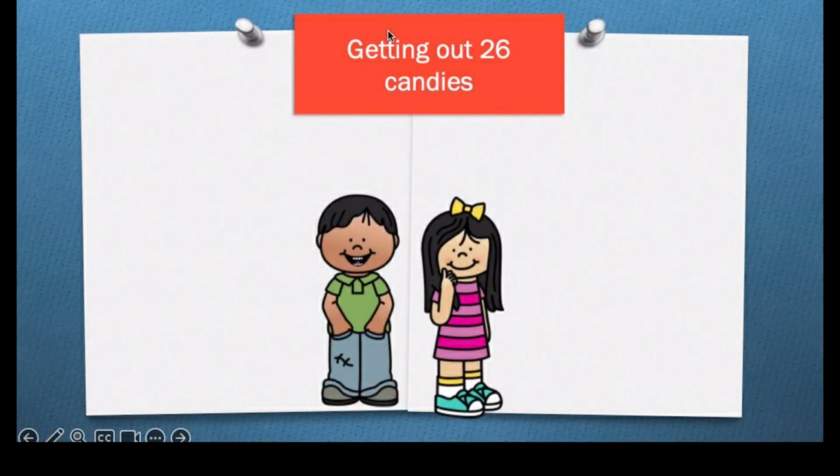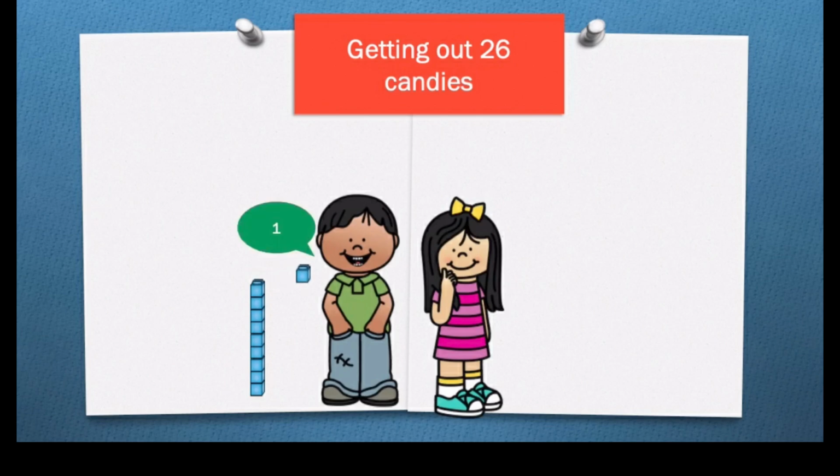Some of our least sophisticated students will use a different approach to get out 26 candies. Sam gets a stick of 10 out of the supply of cubes and counts from 1 by ones, 1, 2, 3, breaking off a cube with each count until he gets to the end of the stick. He is at 10 in his count.